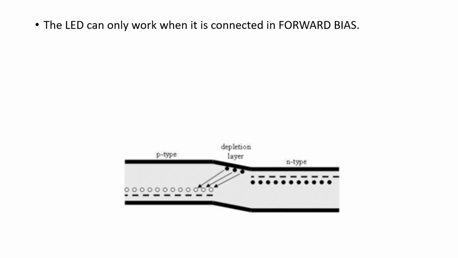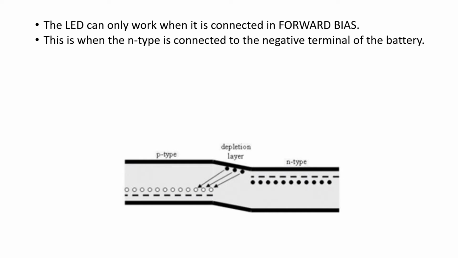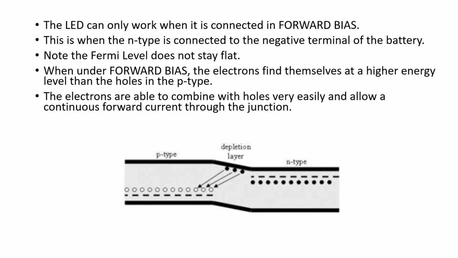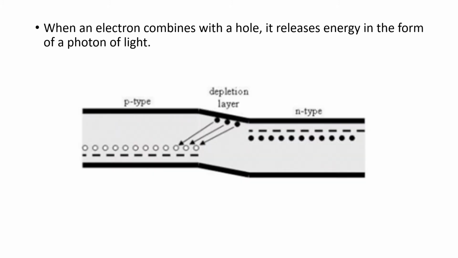The LED can only work when it is connected in forward bias. This is when the n-type side of the semiconductor is connected to the negative terminal of the battery. Note in this diagram the Fermi level does not stay flat. This is because when under forward bias, the electrons find themselves at a higher energy level than the holes in the p-type. The electrons are now able to combine with the holes very easily and allow a continuous forward current through the junction. Whenever the electron finally combines with a hole, it releases energy in the form of a photon of light.